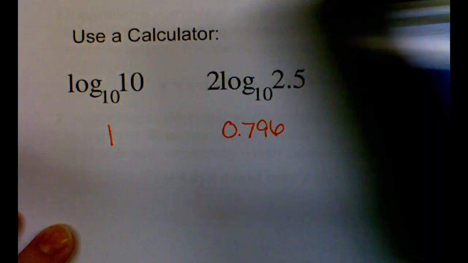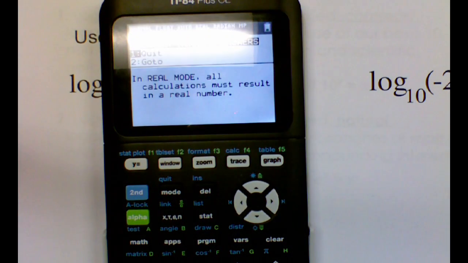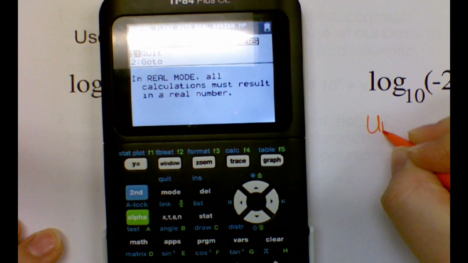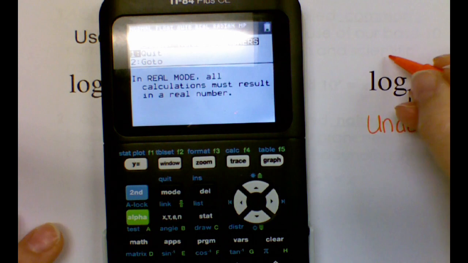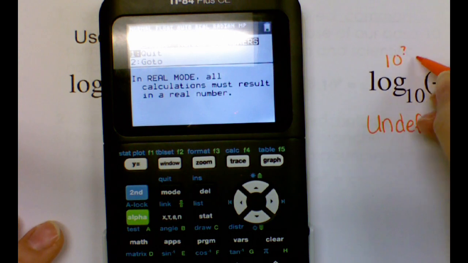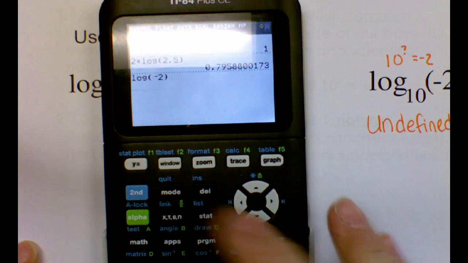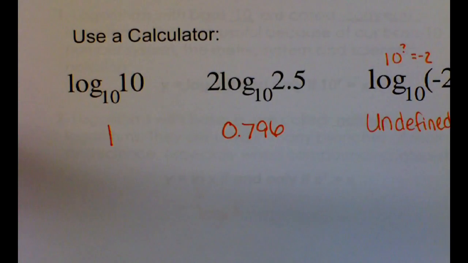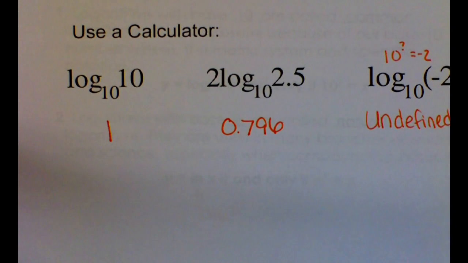And log base 10 of negative 2. I will take log of negative 2. Uh-oh, error. We'll say this is undefined. Because if you think about it, 10 to what power would give you negative 2? Nothing. There's no power of 10 that gives you a negative value. It doesn't work out. Can't take a logarithm of a negative.